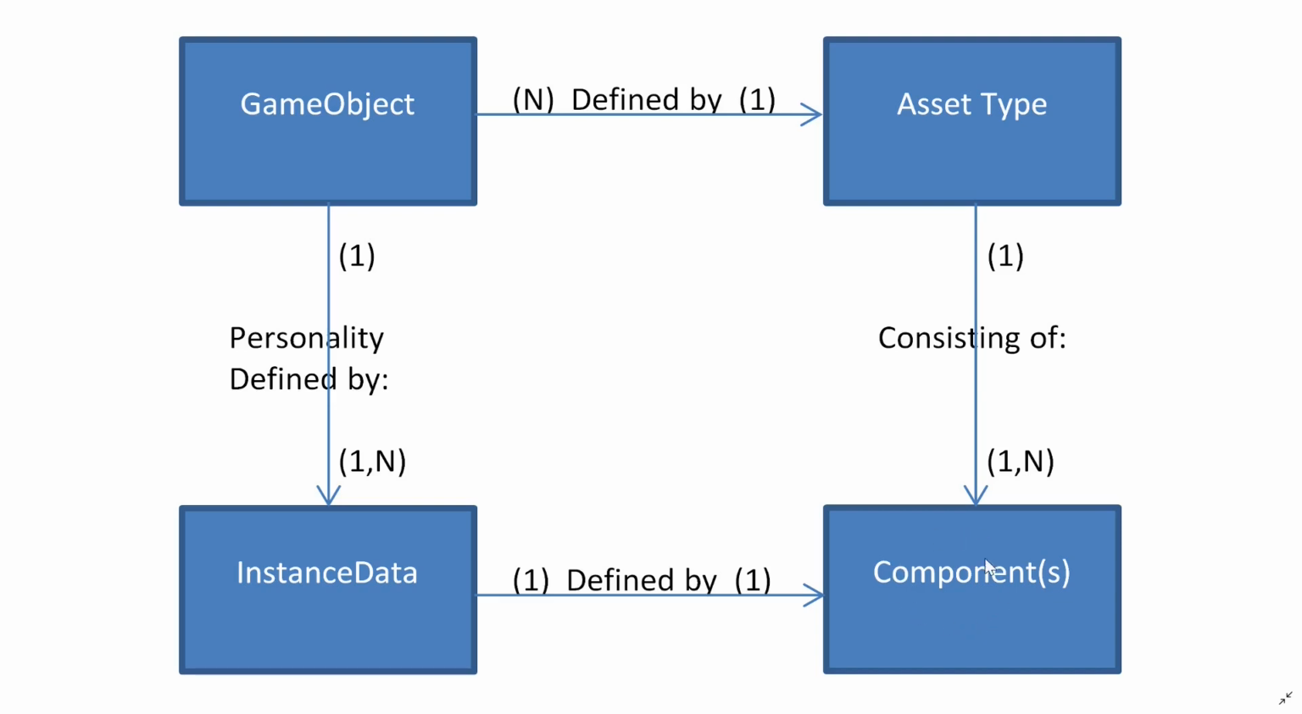Each of these components requires instance data for our instance. So our rotating cube needs the position and rotation to be defined. So in summary, a game object instance, our rotating cube, has its personality defined by its instance data, which fills in the various fields of the components which make up the asset type.